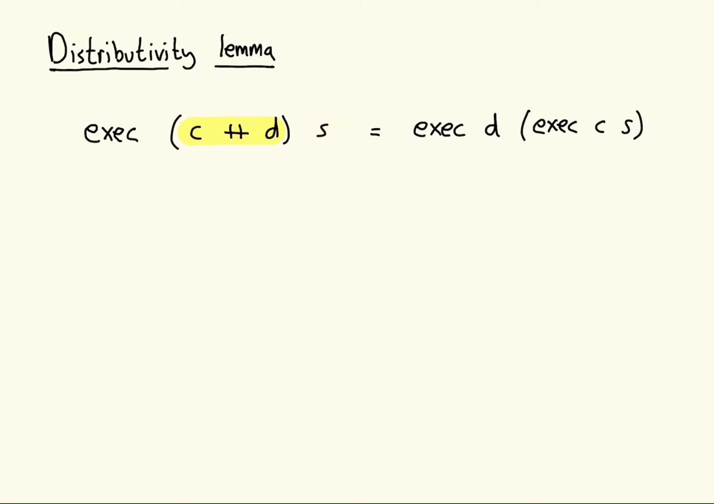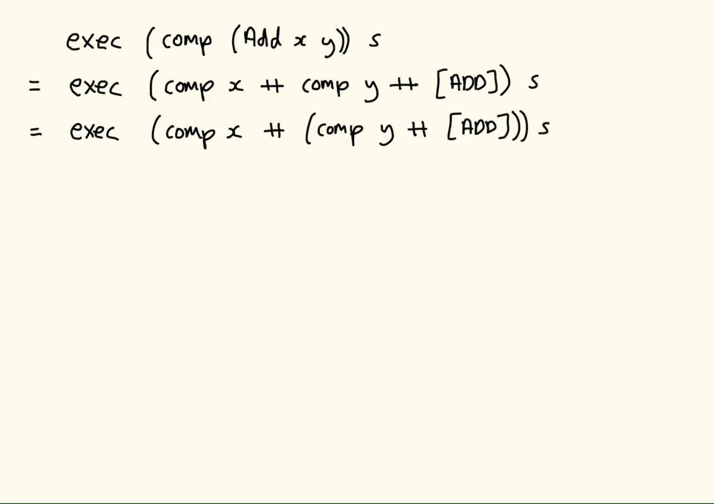So you can look at the book if you want to see the details of that proof. So we can go back to our calculation now and look at what we actually have. We have exactly the form that we need to apply the distributivity lemma. We're executing the result of appending two pieces of code in a given stack.